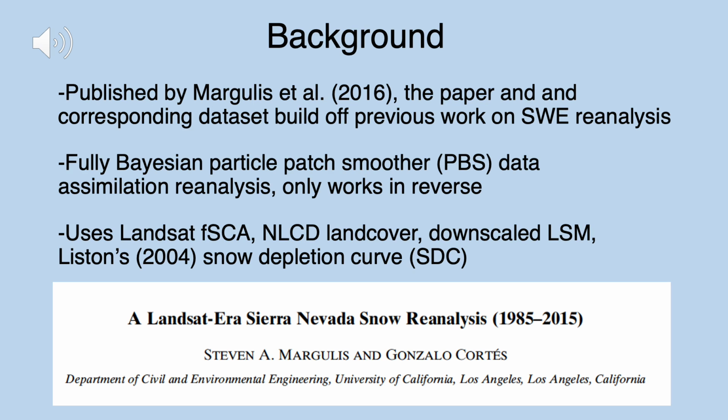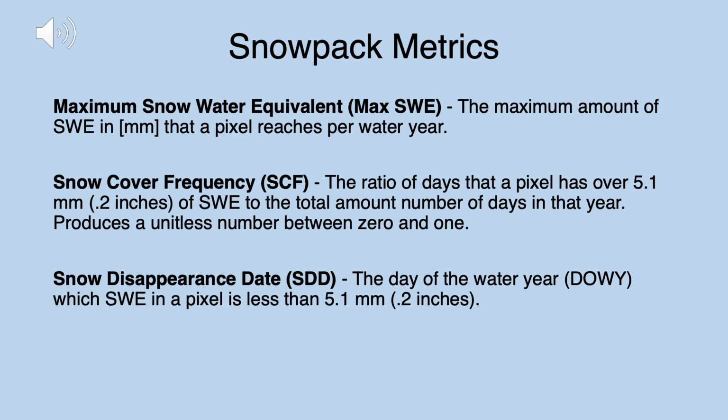This paper uses data published by Steve Margulis in 2016. The title of the publication is called A Landsat-Era Sierra Nevada Snow Reanalysis. Margulis and others utilize a fully Bayesian particle batch smoother to assimilate data back into a model. It only works retroactively, and it uses Landsat fractional snow-covered area, NLCD land cover, a downscaled land surface model, and Glenn Liston's 2004 snow depletion curve to give estimates of snow water equivalent at 90-meter resolution throughout the whole Sierra Nevada.